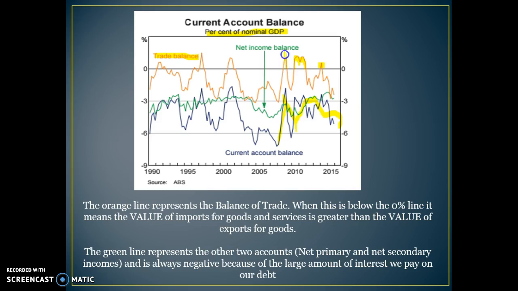However, when the line is above zero, it represents that we're exporting a total value higher than our importing. But as you can see, in most years, the value of imports is higher than exports. The green line represents the net primary and net secondary income together, so the net income balance. That's always negative because we're paying so much interest on our debt, so it's always got a large negative figure. And together the blue line represents the total balance, and it's always negative because the green line always outweighs, even when the orange is positive, it's still outweighed by the green line and therefore still has a negative balance.